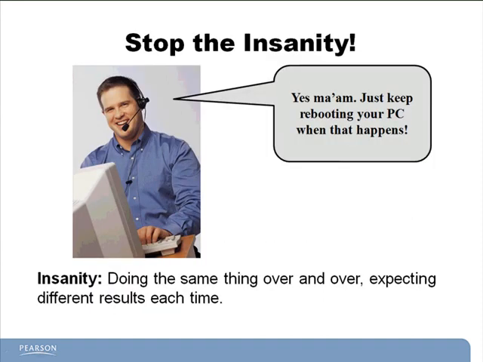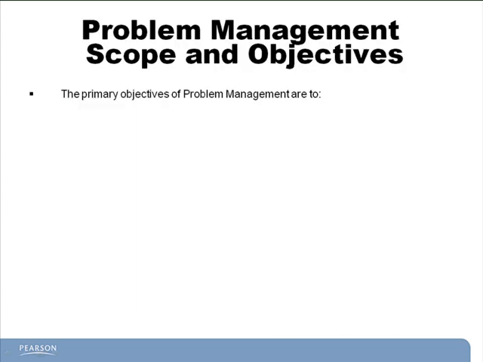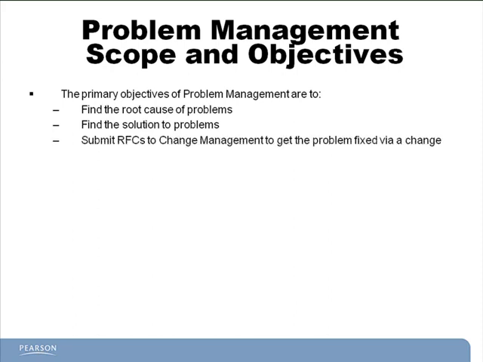They say the definition of insanity is doing the same things over and over and expecting different results each time. Many IT organizations keep putting band-aids on recurring technical issues instead of getting to the root cause and fixing things once and for all. If I were writing a book called Problem Management for Dummies, it would say these things. 1. Find the root cause of problems. 2. Find the solution to problems. And 3. Submit requests for change to change management to get the problem fixed permanently with a change.